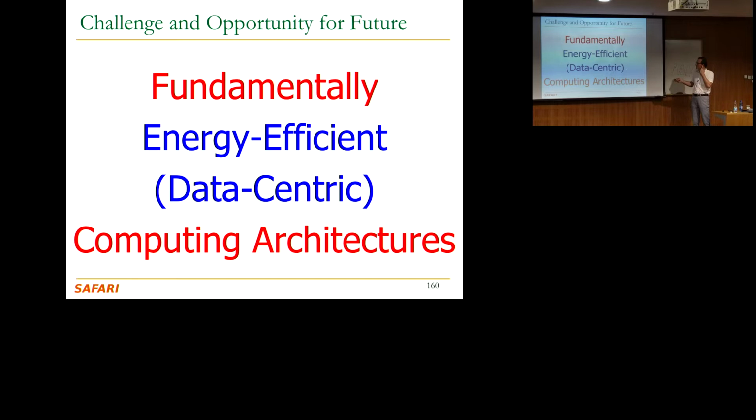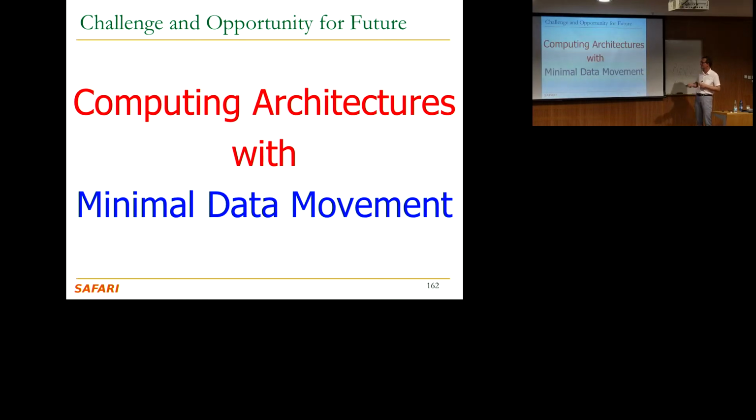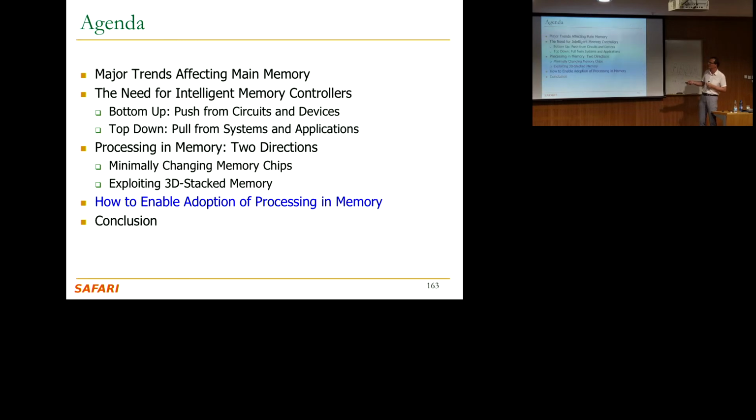Before I go into the adoption issues, let me put up these big slides. Basically, we want fundamentally energy-efficient architectures, and I think that requires us to be more data-centric. And if you want to be fundamentally low latency, that's also data-centric. So this is where energy efficiency and low latency come together. And we don't want to move data.